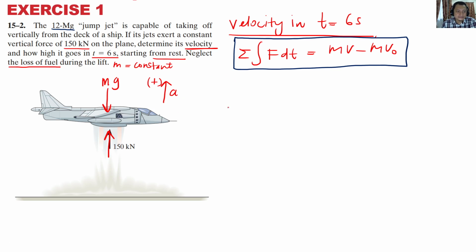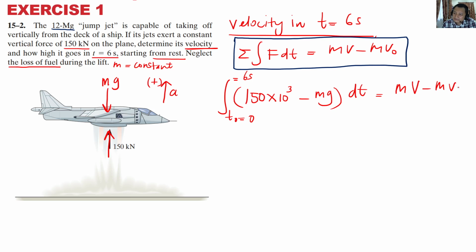Acceleration is going upwards. So the impulse is integral of F dt, and integrating F dt you're going to get F times t. Let's write down the formula. 150, since it's a kilonewton, so 10 to the power of 3, minus mg. So you're going to have dt here. You're going to need to integrate from 0 until 6 seconds.